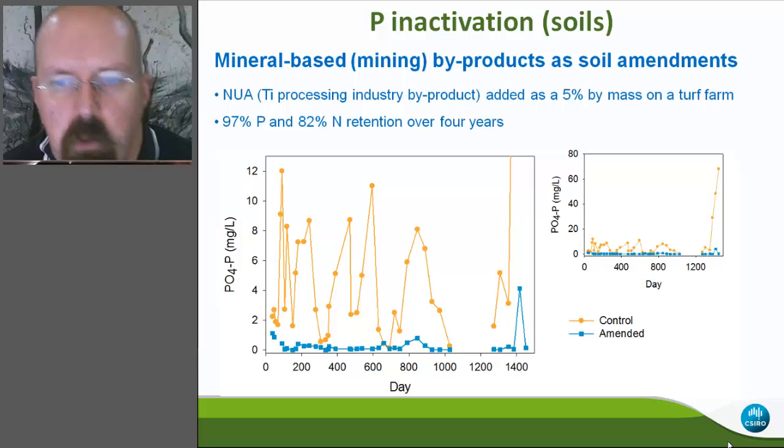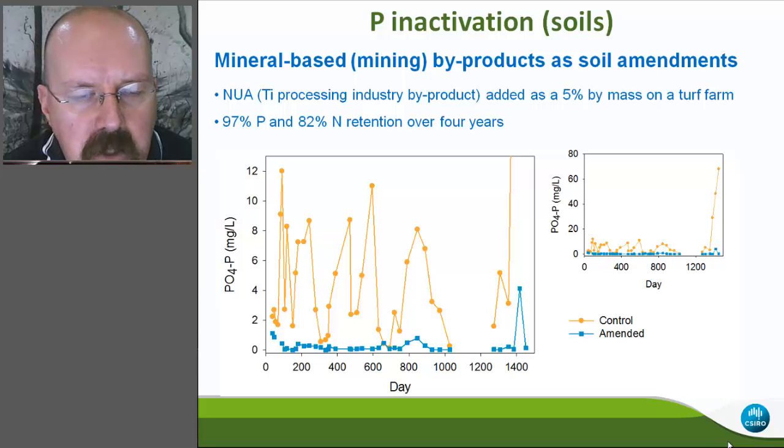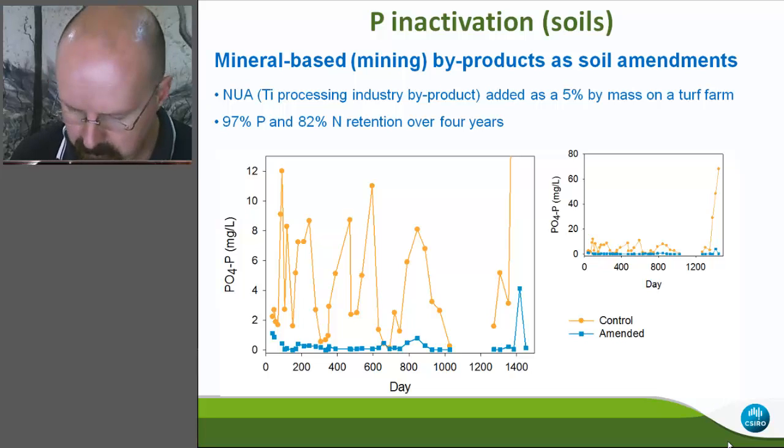And you can see from those graphs we have control in the orange, and these are concentrations of phosphorus in the shallow leachate, and with the amendment, you can see the sort of change that the amendment confers in terms of phosphorus leaching.